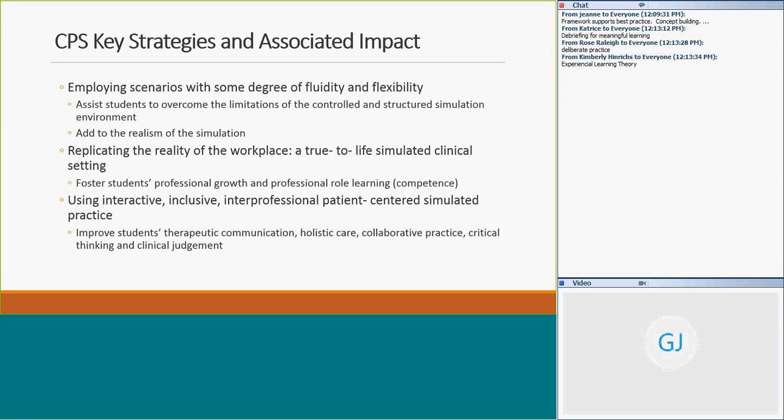Something challenging was creating a realistic environment, and then finding ways to challenge and integrate the simulation so that it really replicates the reality of the workplace, the true world. And that fidelity piece was challenging. The point that I made earlier, allowing the students' personal growth and professional role and competence to increase, was important. And to give them the opportunity to face decisions and consequences of their actions within the simulation scenario.